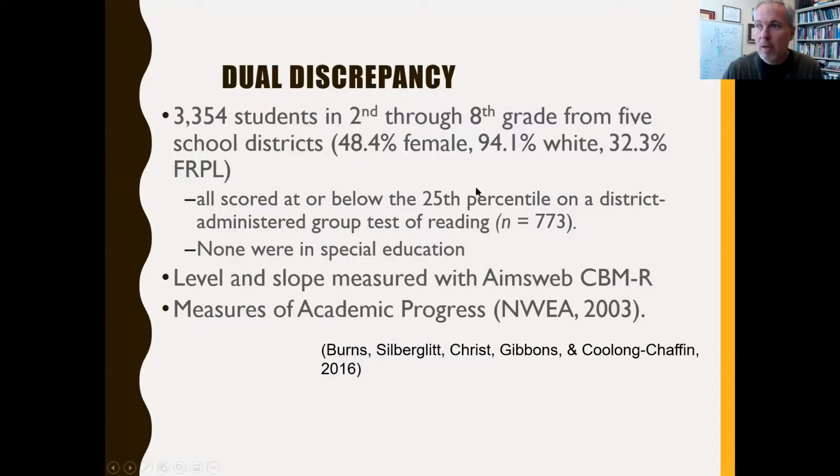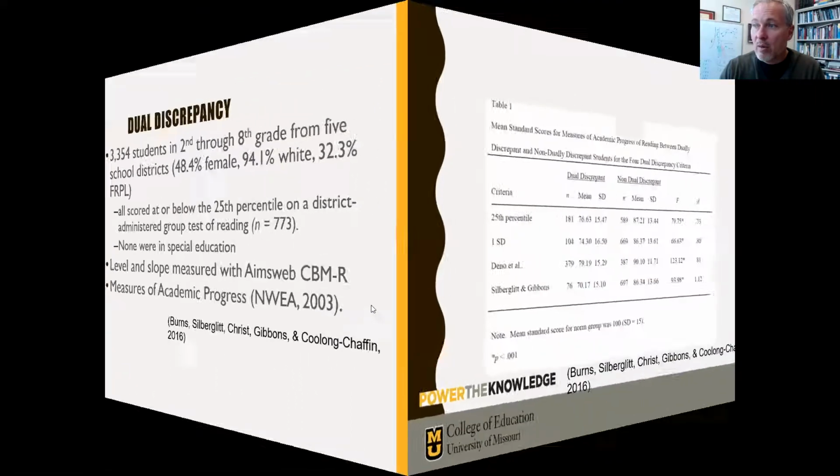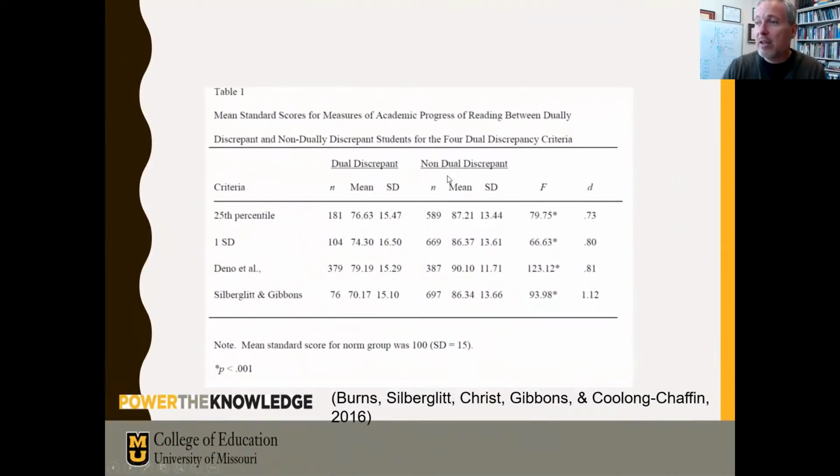And this is a study we did, me and several others, Silberglit, Christ, Gibbons, and Kulan Chafin in 2016. We looked at 3,000 kids in 2nd through 8th grade getting intervention, all below the 25th percentile in the group administered measure of reading. None were in special ed. We computed level and slope with AIMSweb while they got academic intervention, and then looked at their reading skills with NWEA, the MAP. We found that for some of the kids, the intervention didn't work. Either their growth was below where it needed to be, and they didn't meet benchmark standards. But some of the kids made really great growth, depending on how you looked at it.